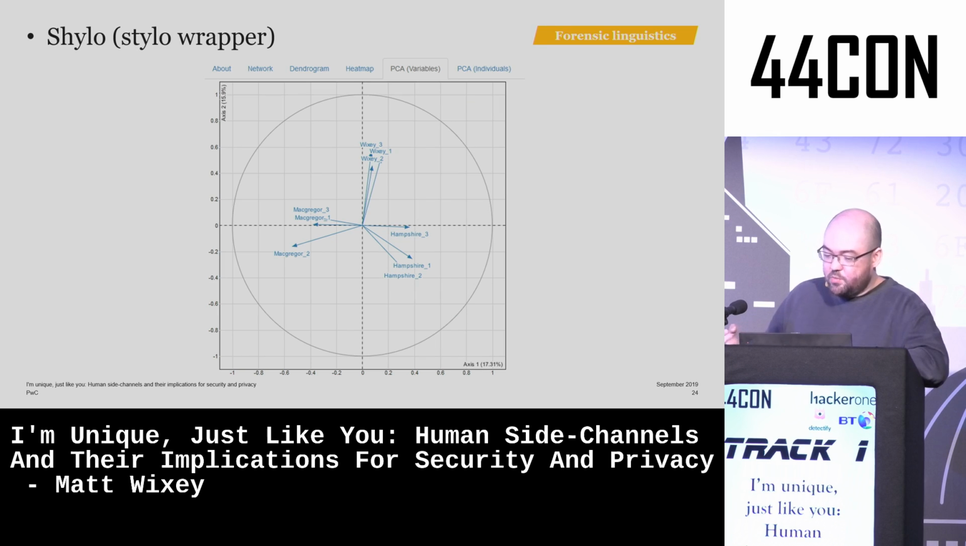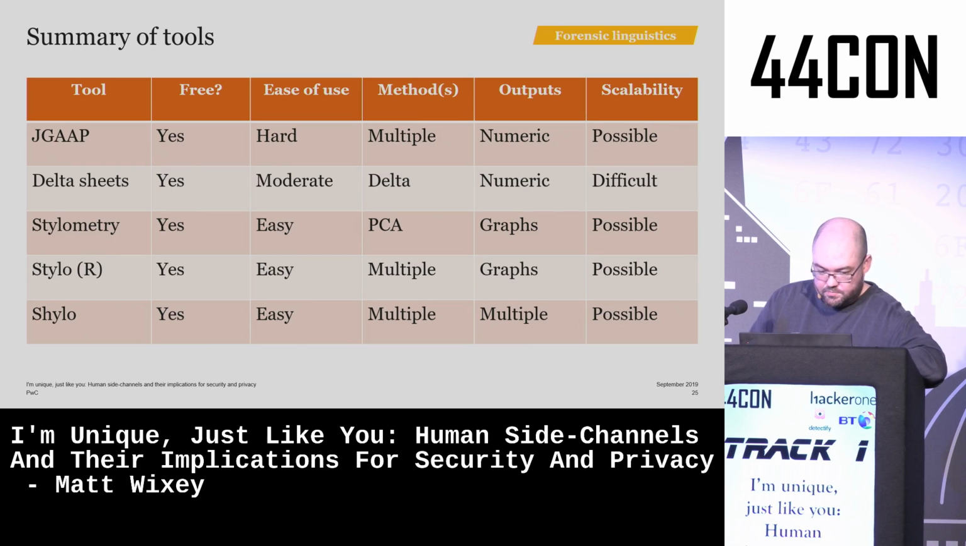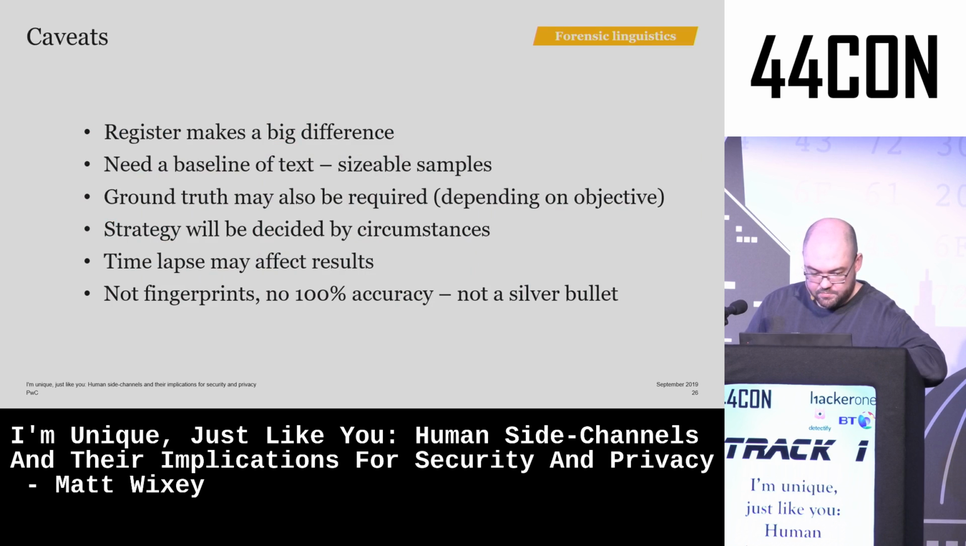So this is an example with some blog articles that myself and colleagues at PwC have written. So 3 of us writing 3 blog articles each. And you can see that using Shiloh in this case, it's grouped together those texts according to the author because of our similar writing styles. So a summary of these tools here. If you want to use these, as I said, these are all free to download. Have a play with them and see what you think.